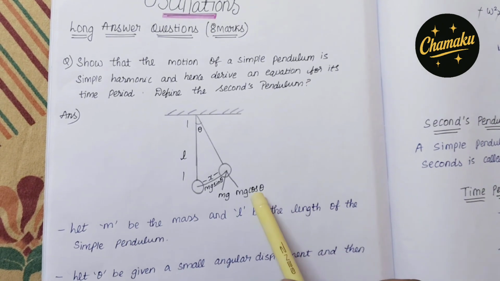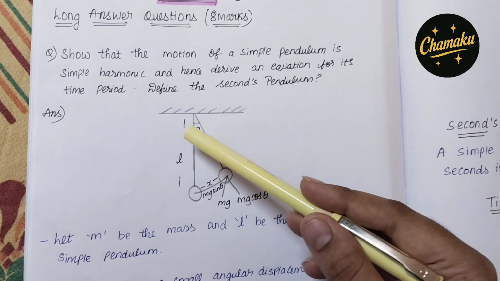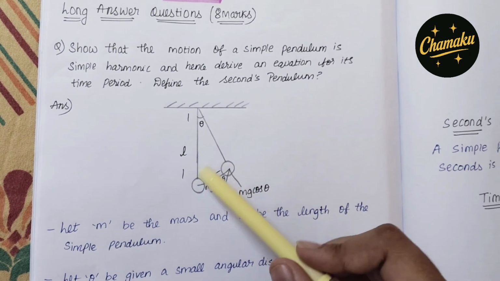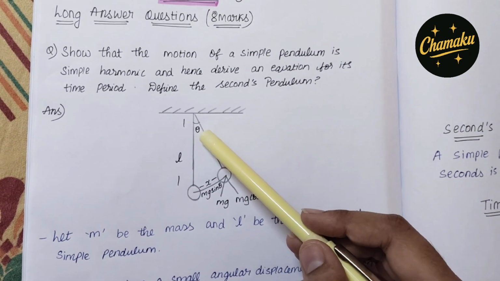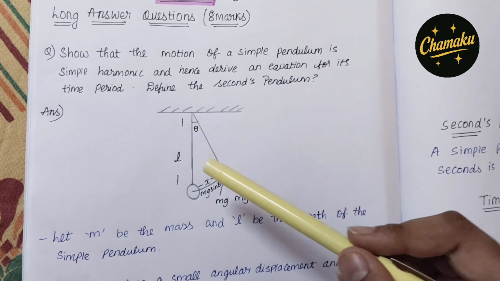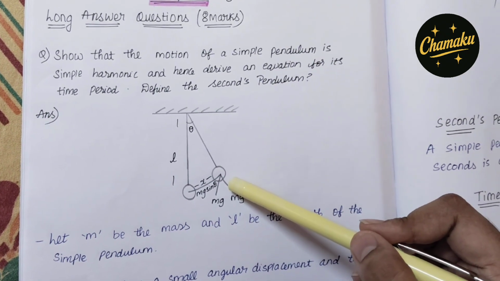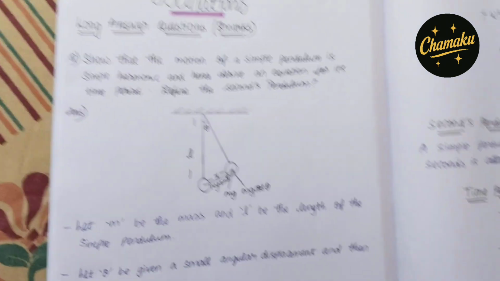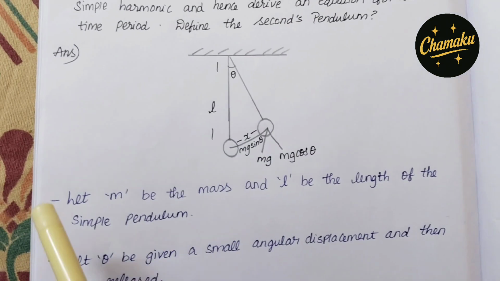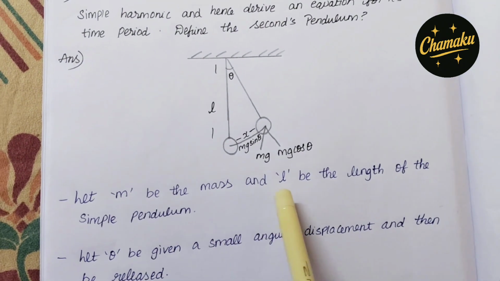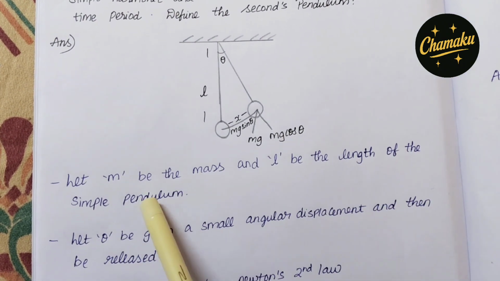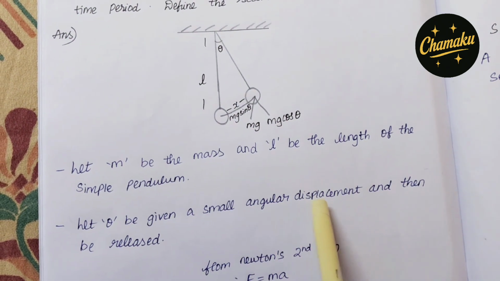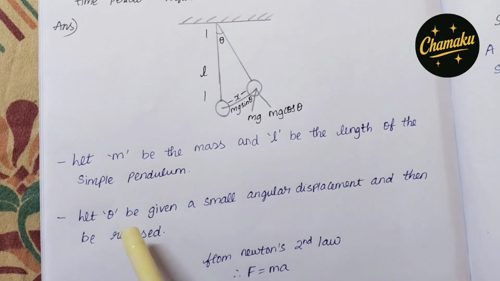So first, this is the diagram for the simple pendulum. This is the length and this is the displacement x, and here there is an angle theta, and the mass is resolved into components: mg sin theta and mg cos theta. Okay, so let m be the mass and L be the length of this simple pendulum. Let it be given a small angular displacement theta and then be released.